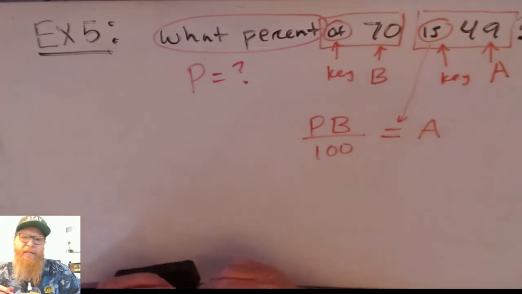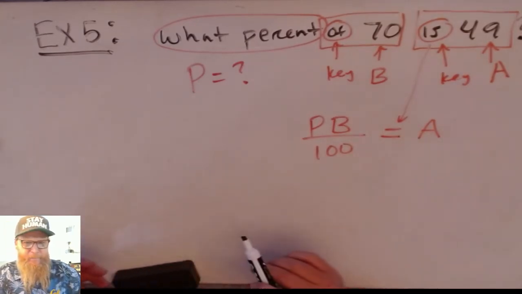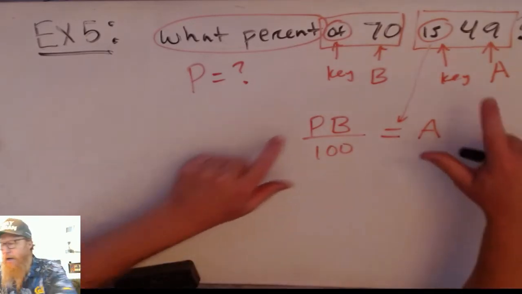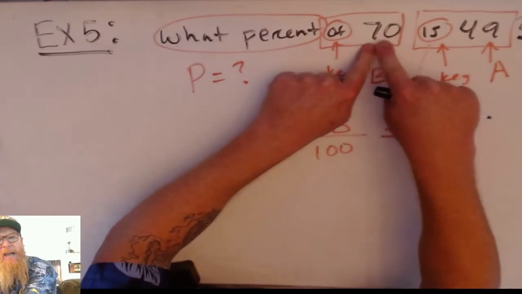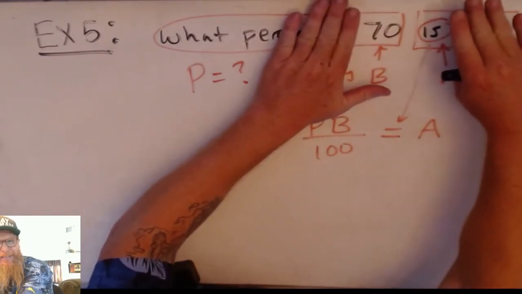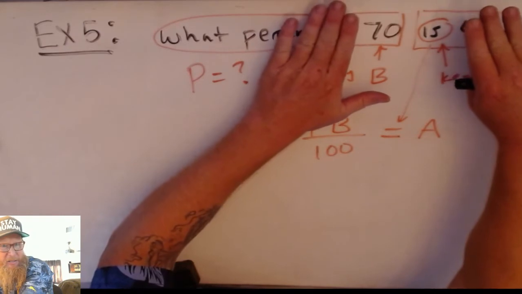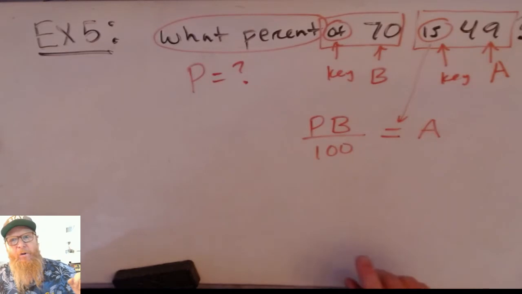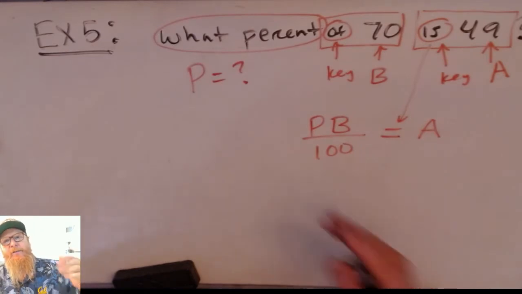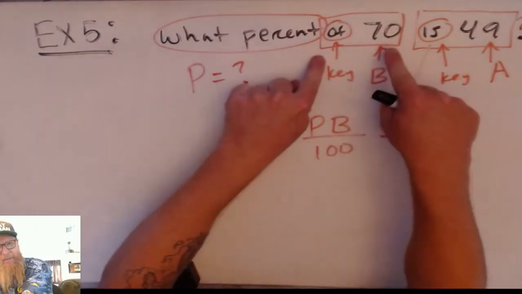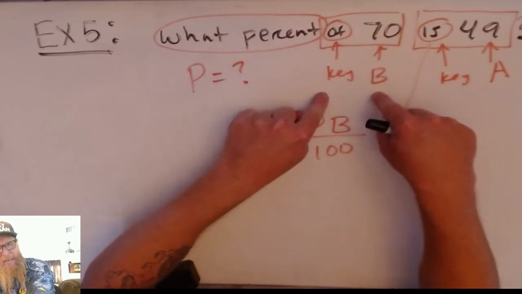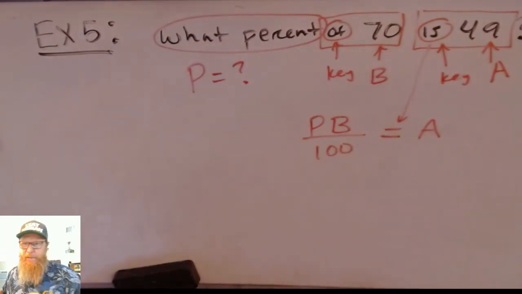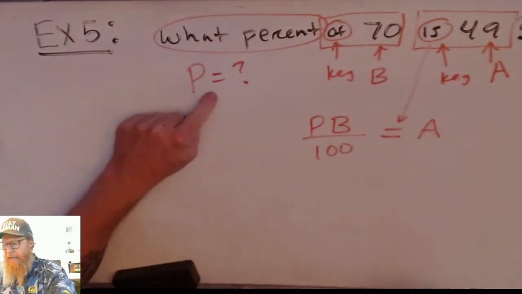I can't tell you how many times I've graded this one, when I would collect your work a year ago. It says "70 is," and so somebody would say that 70 is the A because it's so close to the word "is." Right, so you have to read it as "of 70," so that must be B, and then "is 49" must be A. Okay. So P is our unknown.